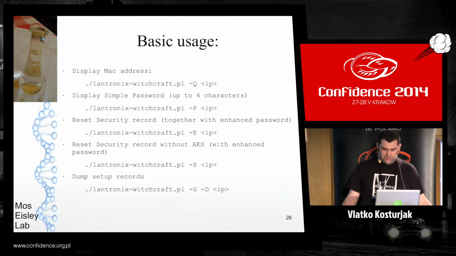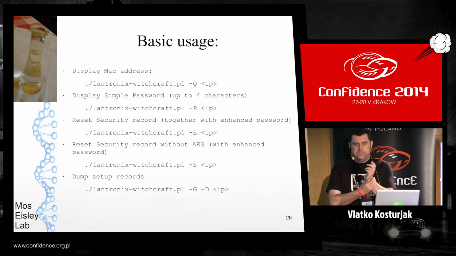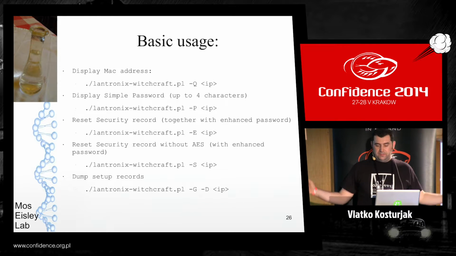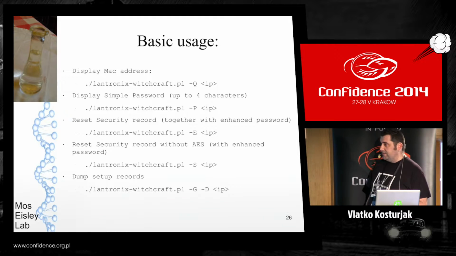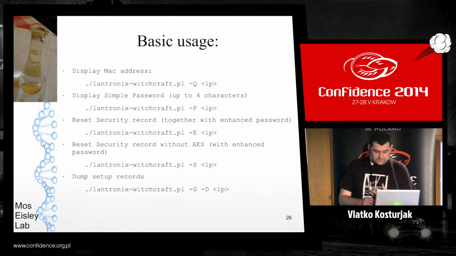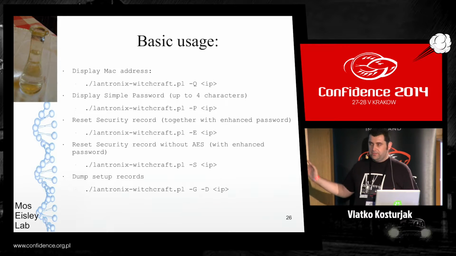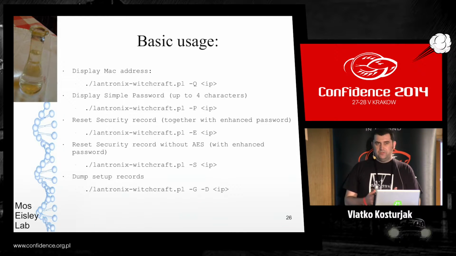So what you can do is all these things which I mentioned. You can just query the simple passwords, reset security records all, or reset security records for enhanced password but leave the AES key for communication, so that you don't reset the communication itself. And you can of course back up the whole configuration, dump all the setup records which you have. In configuration, usually you can find, except SNMP passwords and so on, serial settings and so on for the device itself.